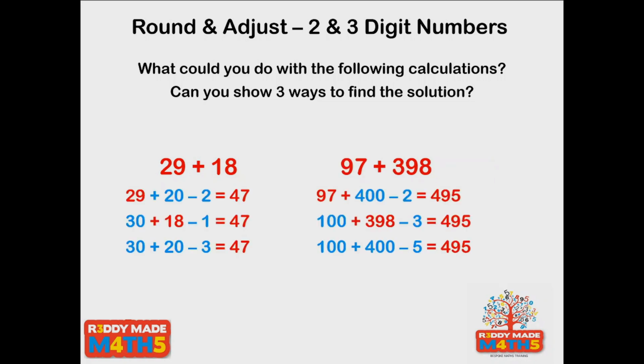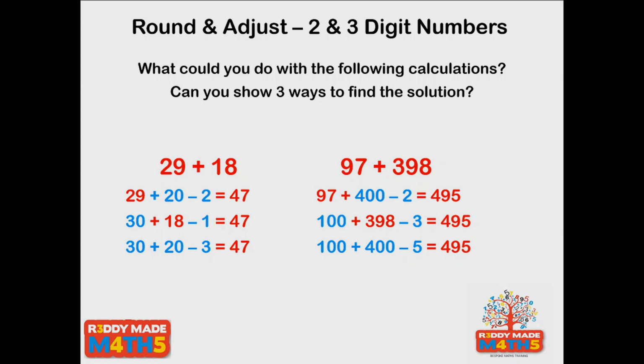And there we have our possible answers. I would probably, with the first one, have gone for 30 add 20 and subtract 3. I tend to round both numbers wherever possible. With the second one, I'm not sure if that's possible. I would have just added 400 and subtracted 2 for that one.